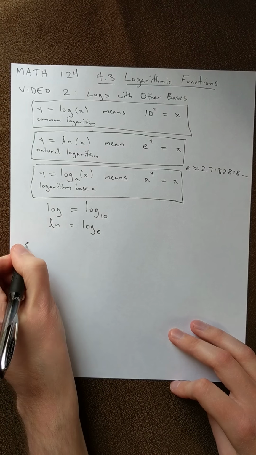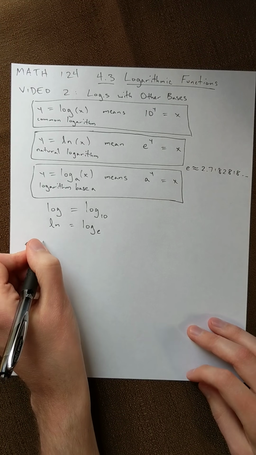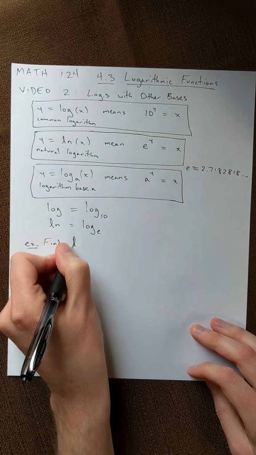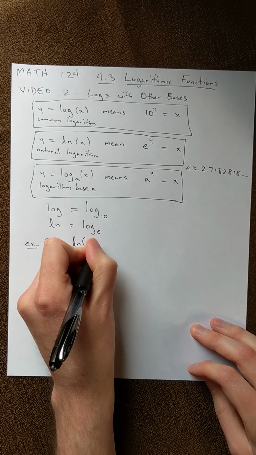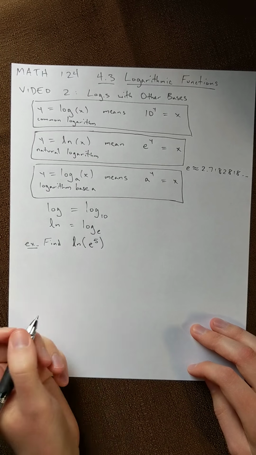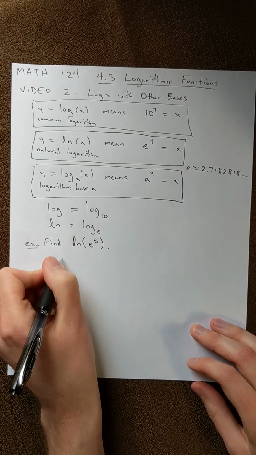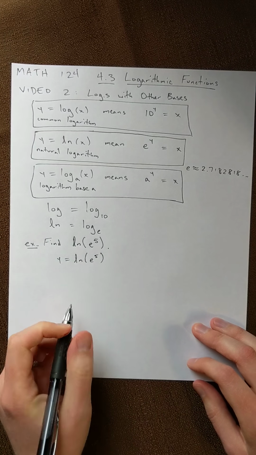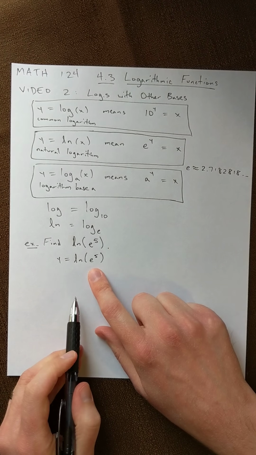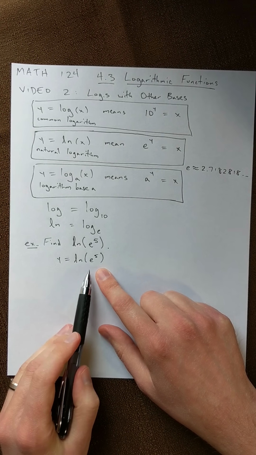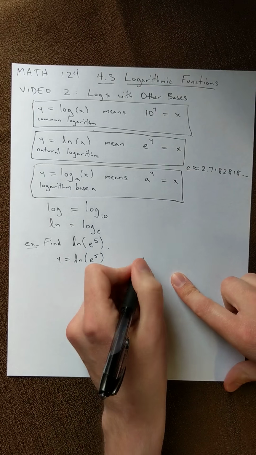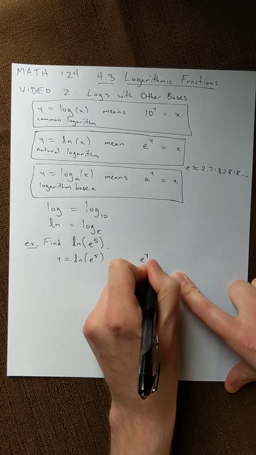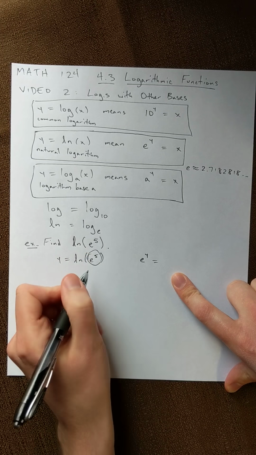Okay, let's look at some examples. Find natural log ln of e to the 5th power. So that means we're saying y is equal to ln e to the 5th. And just like with our common logarithms, we think about that as being a Jeopardy question or a question backwards. We're saying e to the power y is equal to x, and this number right here is x.